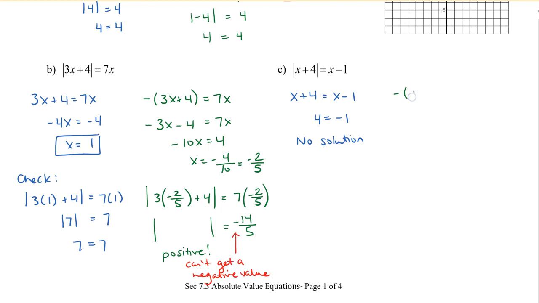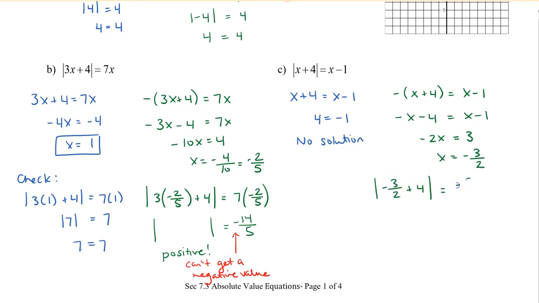Now let's take a look at the negative case. Okay, so we get negative x minus 4 equals x minus 1. Bring the x's to my left. I get negative 2x equals 3. And then x equals negative 3 over 2. So again, let's check. Okay, and then again, I see that on my right side, I have a negative number minusing a positive number, and we're going to get an even more negative number.